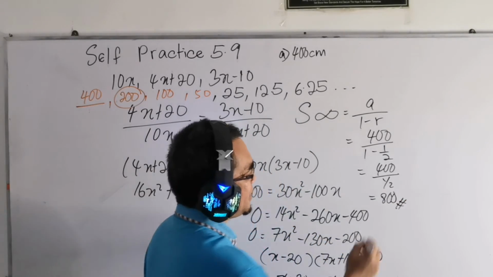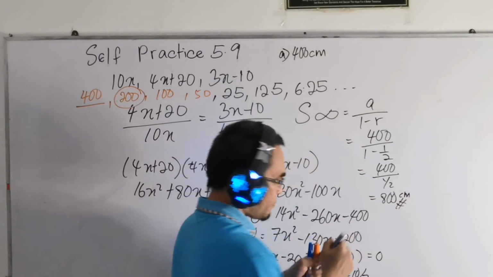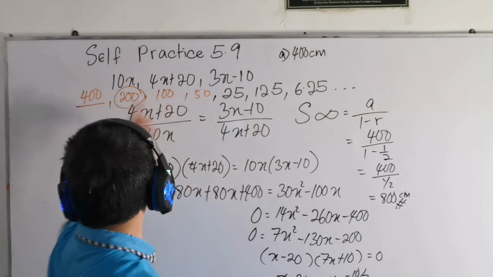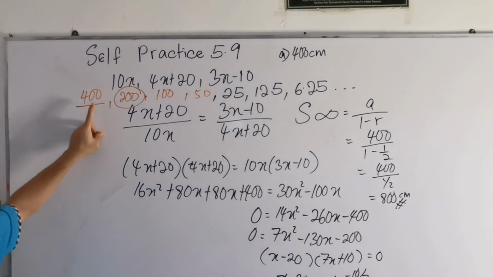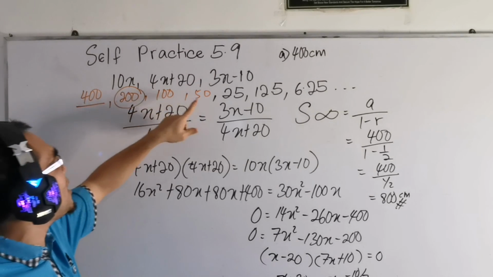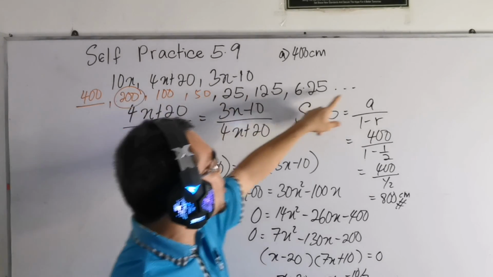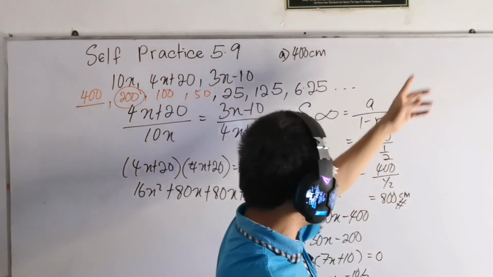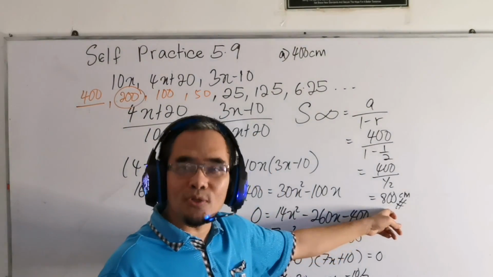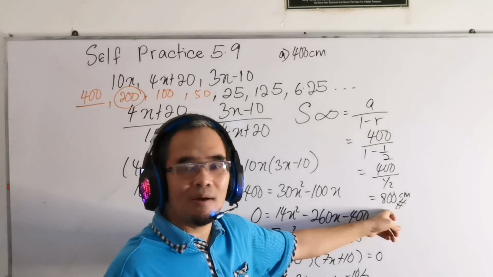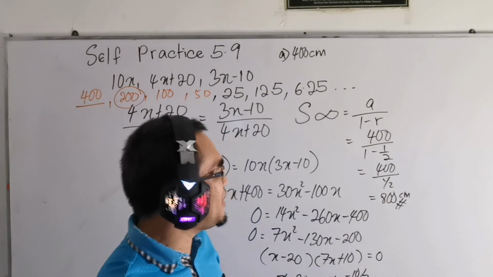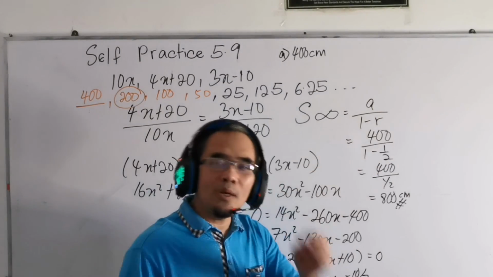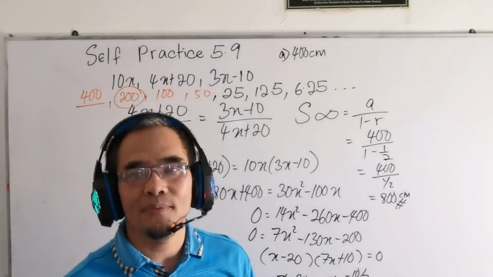So 800 centimeter. Okay, so this 800 centimeter means if you add these numbers, 400 plus 200 plus 100 plus 50, and so on and so forth until you cannot cut anymore, it will become almost 800. Okay, so the sum to infinity will be 800. So your answer here will be almost 800 only.